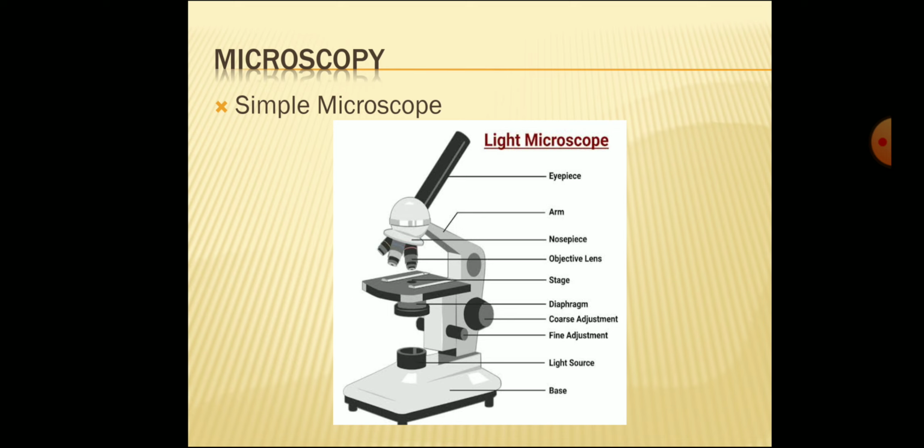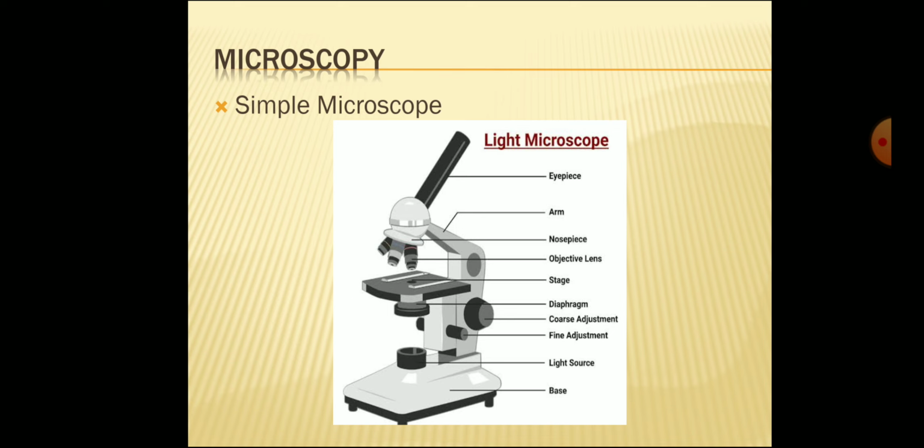Microscopy has many types of microscopes, based on the source of illumination. So light microscope and electron microscope are used usually. In the light microscope, usually two microscopes are used. One is simple, another one is compound.